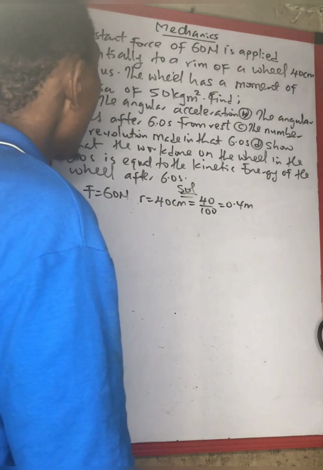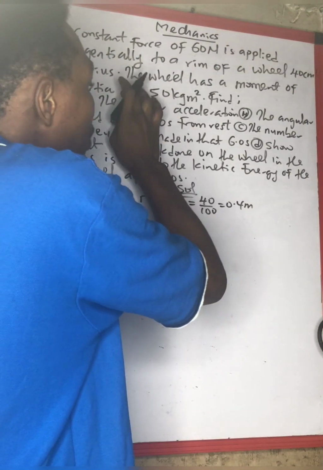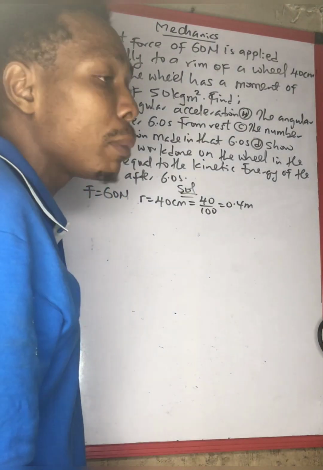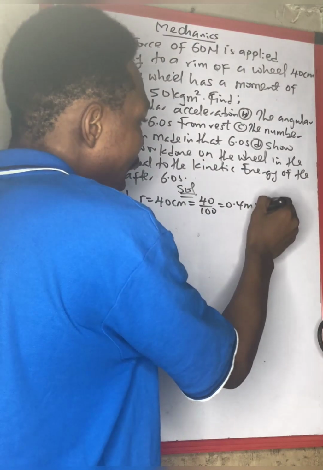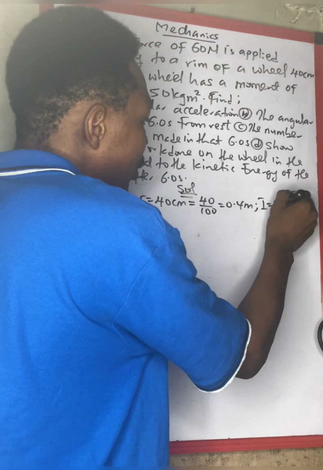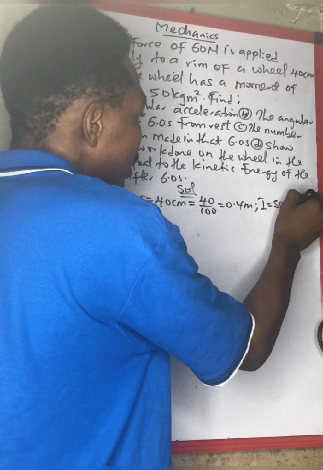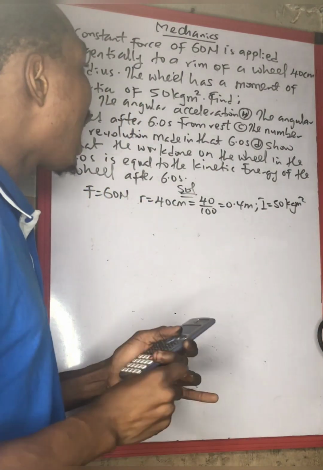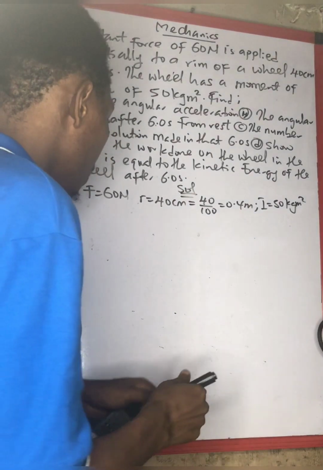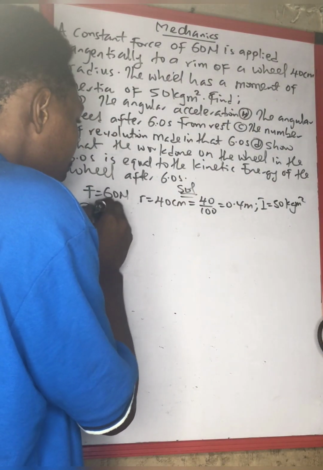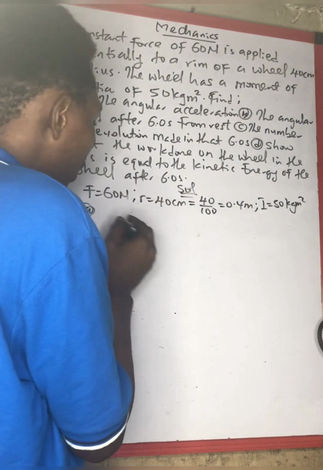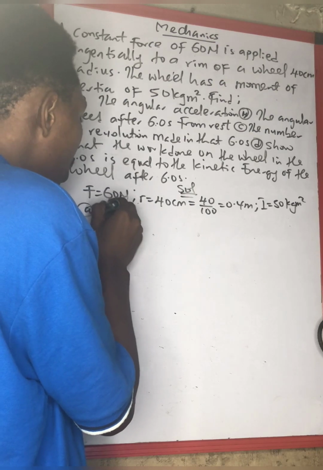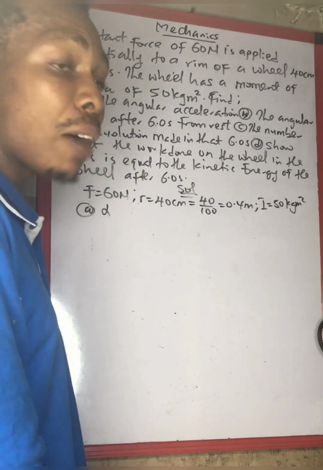From there, we are told that the rim has a moment of inertia of 50 kilogram meter square, which is our I. We are told to find, number one, the angular acceleration. So that is A. We are looking for the angular acceleration, which is alpha.